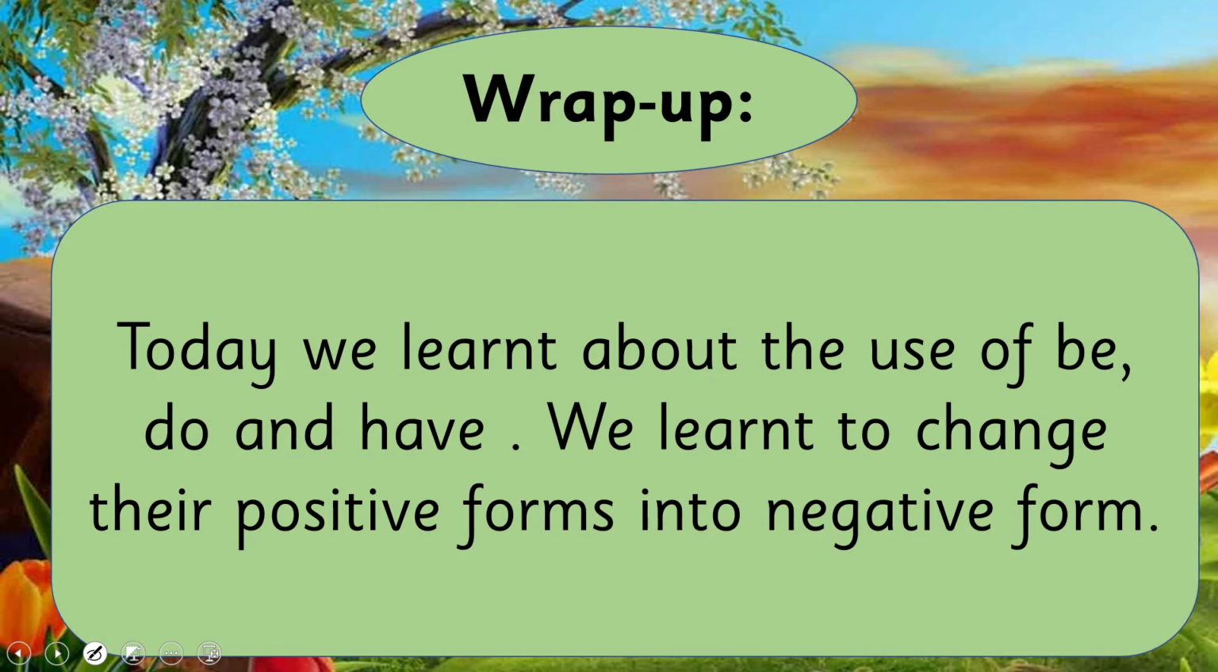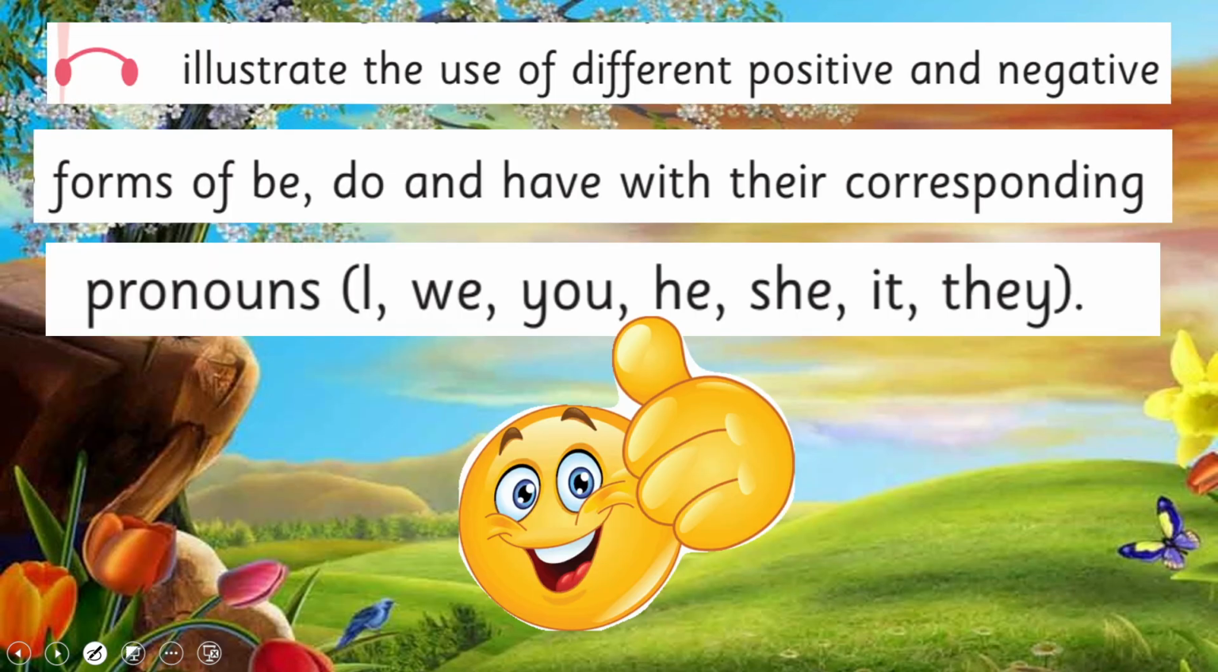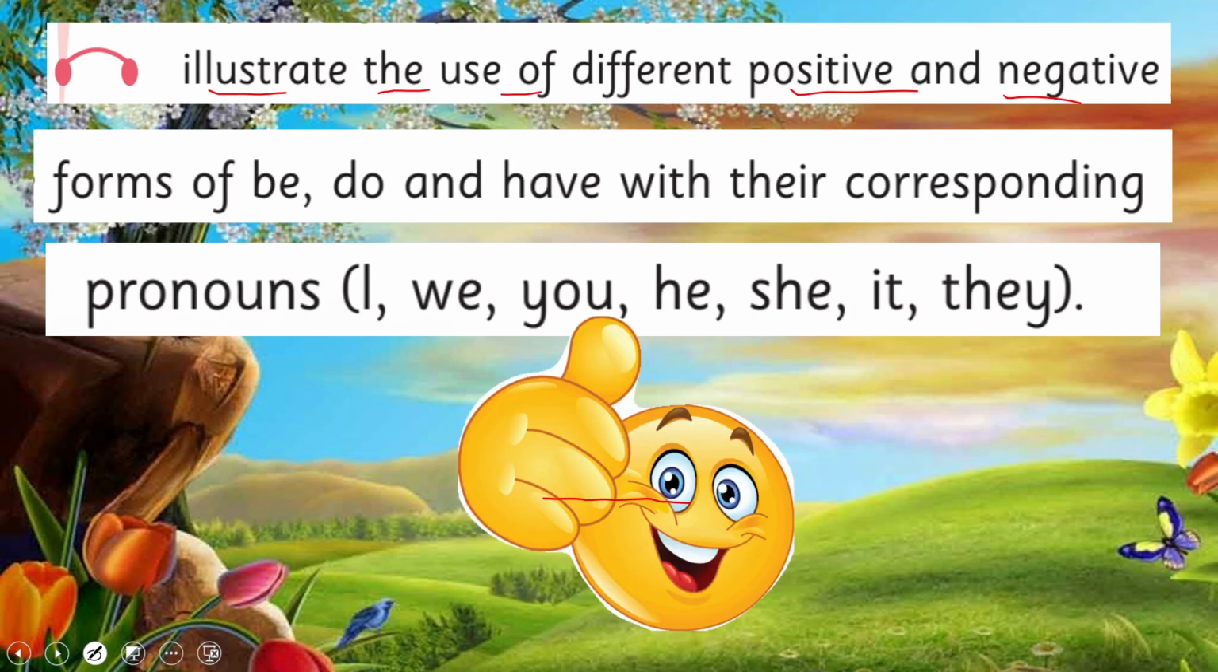So what have we learned today? Today we learned about the use of be, do and have. We learned to change their positive forms into negative form, and in this way we have covered our SLO: illustrate the use of different positive and negative forms of be, do and have with their corresponding pronouns I, we, you, he, she, it and they.